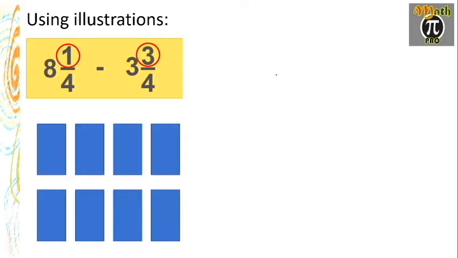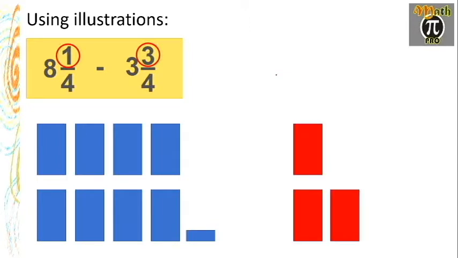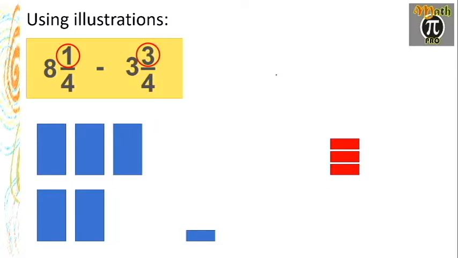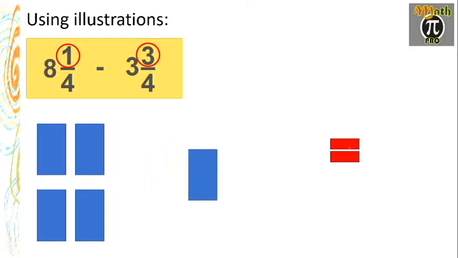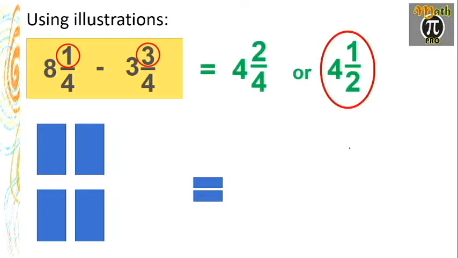We represent 8 and 1/4 with this. Then we represent 3 and 3/4 with this. Subtracting them, first, let's remove the whole numbers. Then, we remove the fraction. But notice that we still have 2/4 to subtract from the remaining. So to do that, we regroup this one, make it into fractions, then we now subtract. So the answer would be 4 and 2/4, or when simplified, 4 and 1/2.